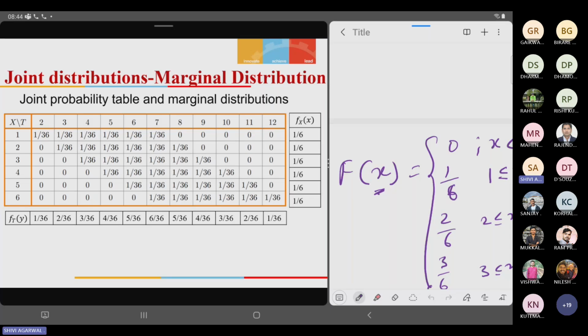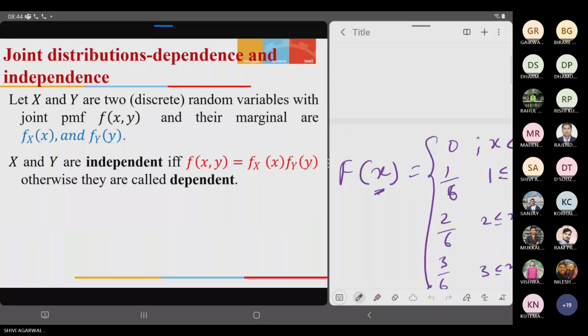It is coming same actually. It is not always the same. It is coming same because when we are adding all the values, it is coming 1 by 6. So it is coming same here, but not in all conditions. For example, you can see in the fy, they are not coming same. When we are adding them, they are coming same by chance only.